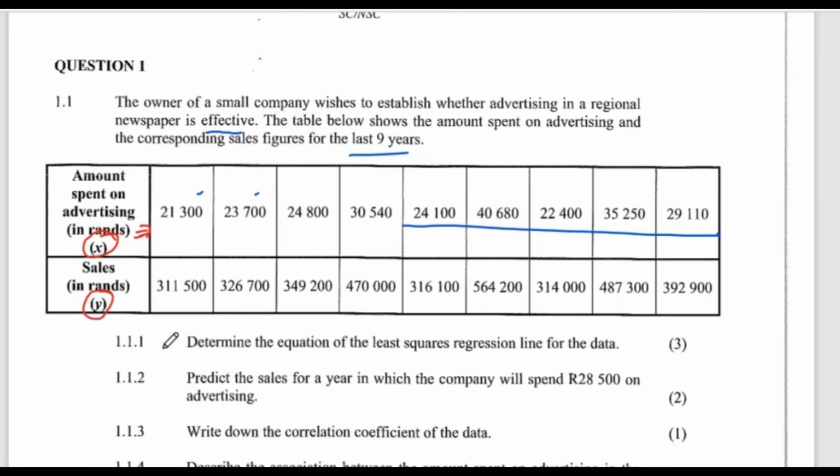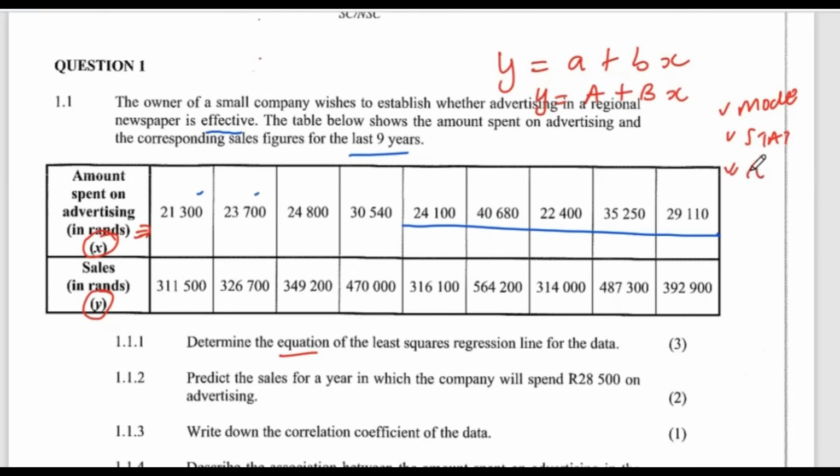Then 1.1.1, they are telling us to determine the equation of the least squares regression line. Okay, so one thing we need to know is that the regression line is usually in the form Y is equal to A plus BX. Some calculators will show you these capital A's and capital B's. So what we need to do is set our calculators into the MODE function. From MODE, we look at STAT. And then from STAT, we choose the regression line, which is the A plus BX. If it's not there, then you have to choose the regression equation.